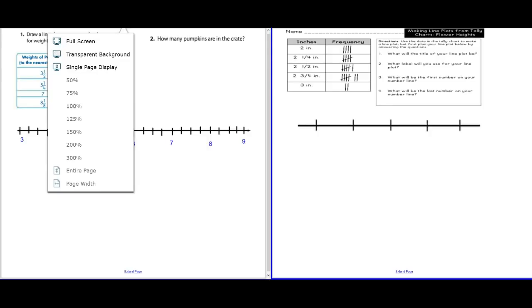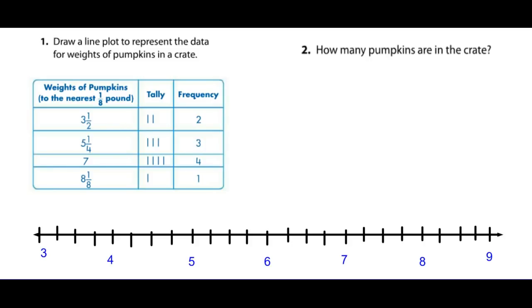Okay, so let's look at another example. Let me go single screen here, guys. Okay, so we have a data table here that shows the weights of pumpkins to the nearest eighth of a pound. So we're going to draw a line plot to represent the data for those weights of the pumpkins that are in a crate. Okay, so our title would be pumpkin weights. And our label for underneath the scale would be pounds. All these numbers represent pounds of pumpkins.